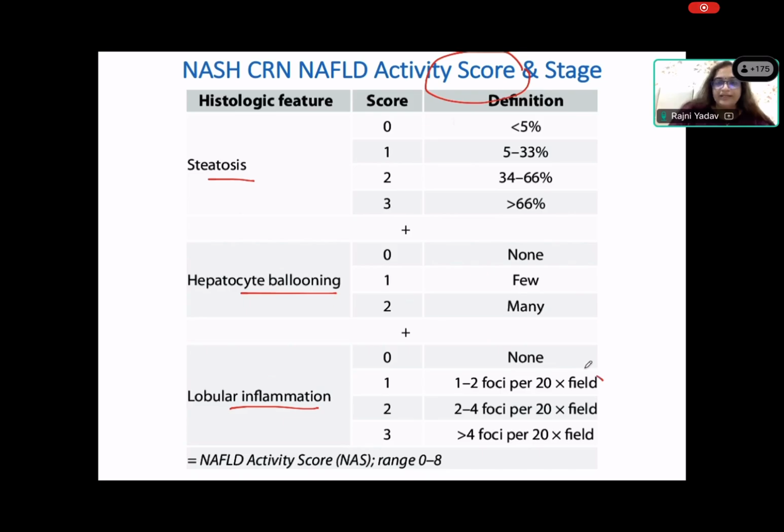Lobular inflammation has to be counted at 20x, so it can be either 1, 2, or 3. Once you add the scores of these three, you get the total score. There are multiple scoring systems, but the most widely practiced and applicable one is the NASH CRN NAFLD activity score. The minimum score is 0 and the maximum is 8.